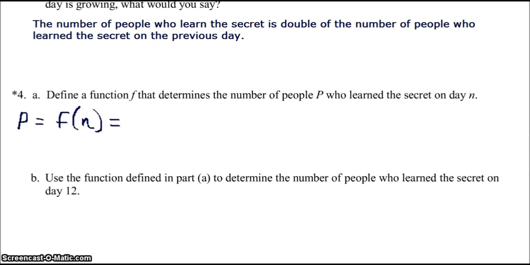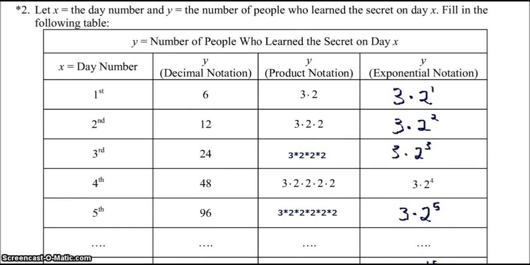Let's go back to the table. Notice here in this last column we have the output, the number of people who learned the secret on day x, and it's always 3 times 2 to the first, 3 times 2 squared. It's always 3 times 2, and then the exponent is just the particular day. So basically the function is y equals 3 times 2 to the x, or in our case with our variable n, f of n equals 3 times 2 to the n.